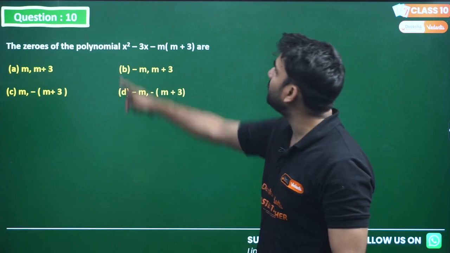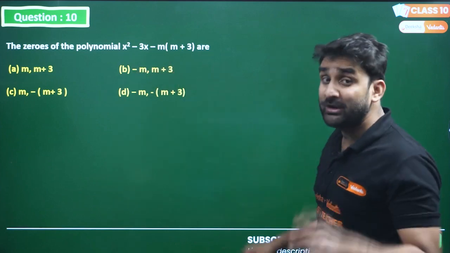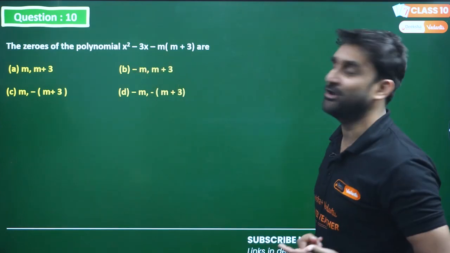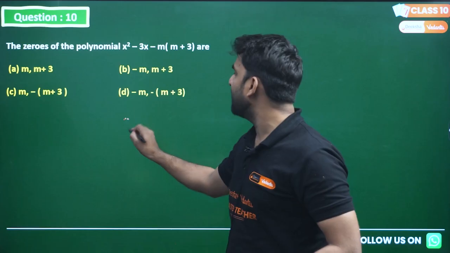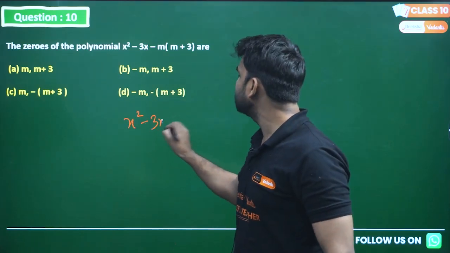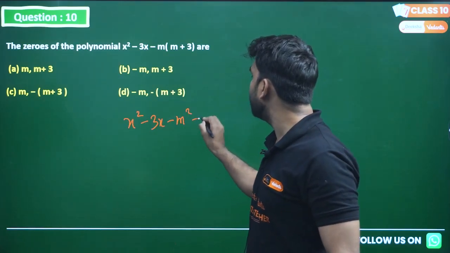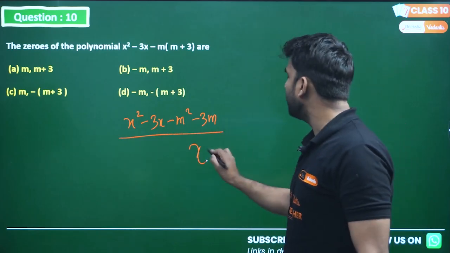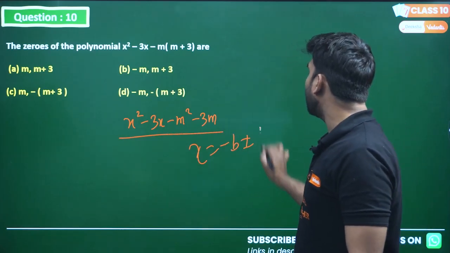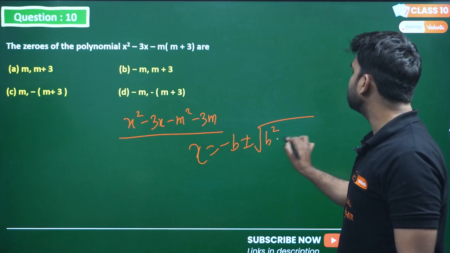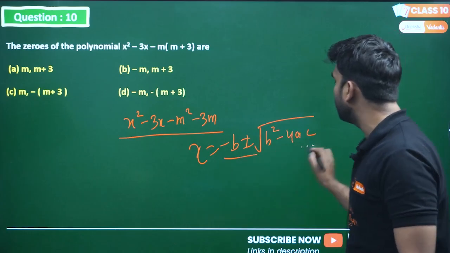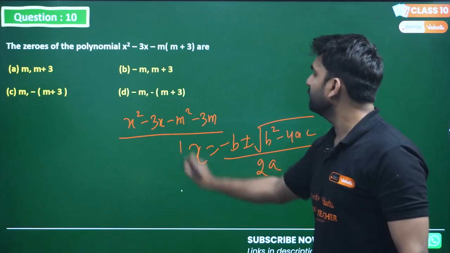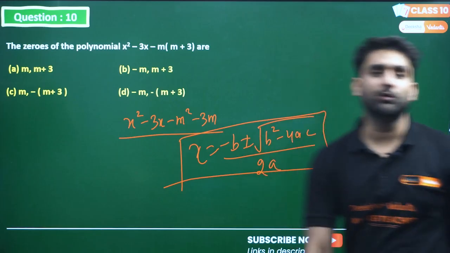Moving to next question. The zeros of the polynomial, we have to find out. Come on, my dear. Open this bracket. x square minus 3x minus m square minus 3m. Use this identity, or to find x, we can directly use the quadratic formula: minus b plus minus under root of b square minus 4ac, divided by 2a. By using this formula, we can find out the roots also.